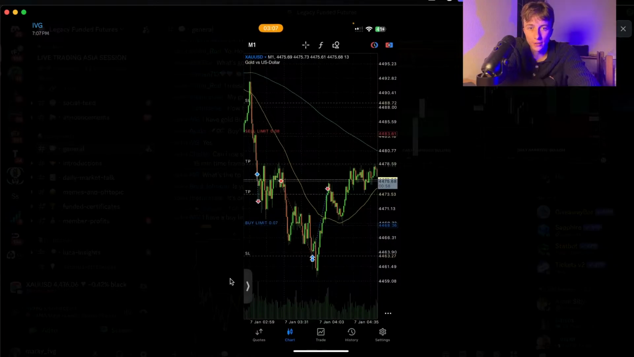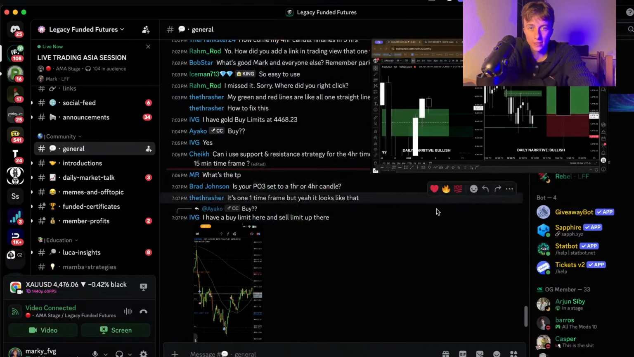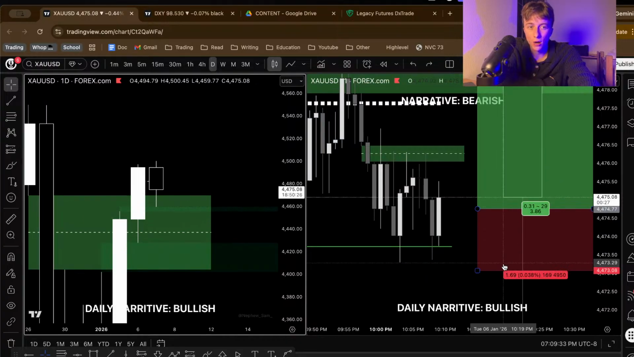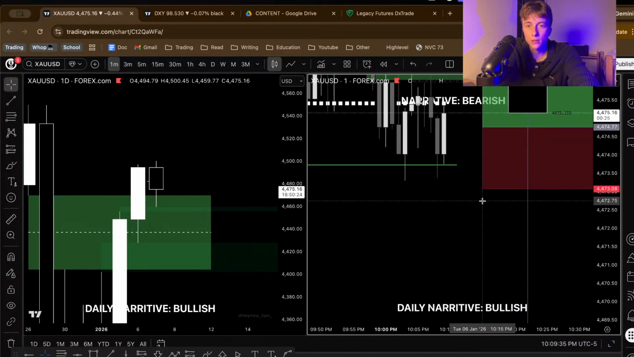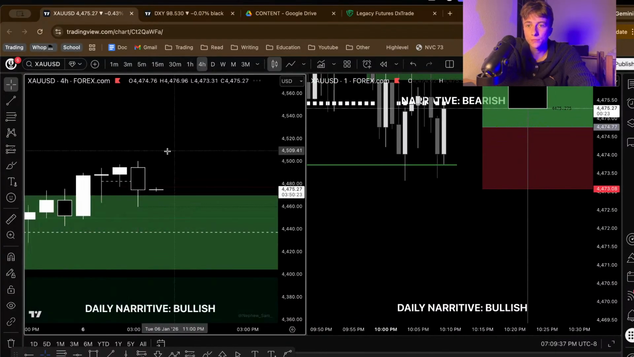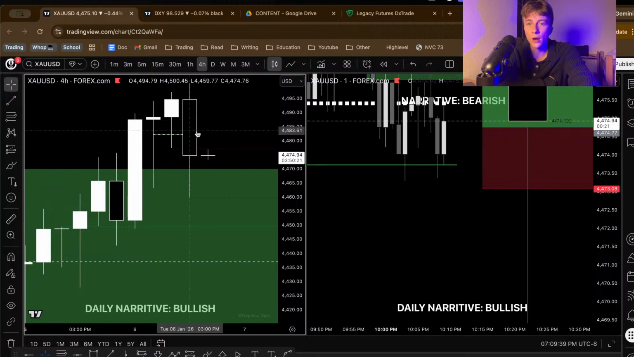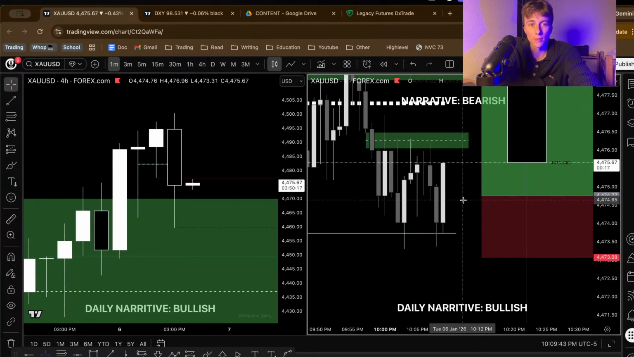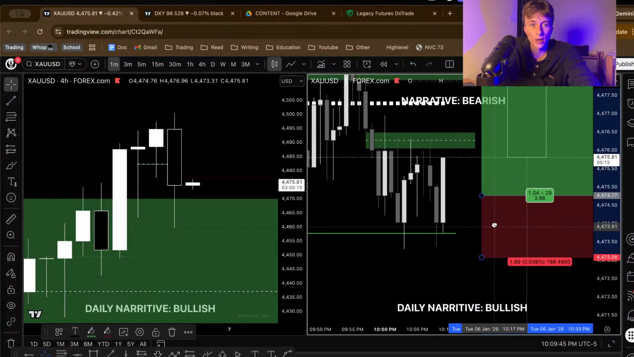Where's your buy limit at though? 4468. Honestly, it's not too far off from where we're at. Why do you think it's gonna go down there? There's nothing on the 4-hour time frame, so I genuinely just think it's gonna run up right now. So once we close above, I'll get into a second trade.